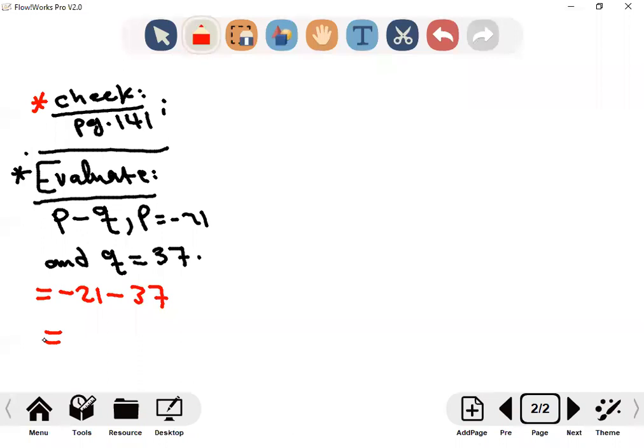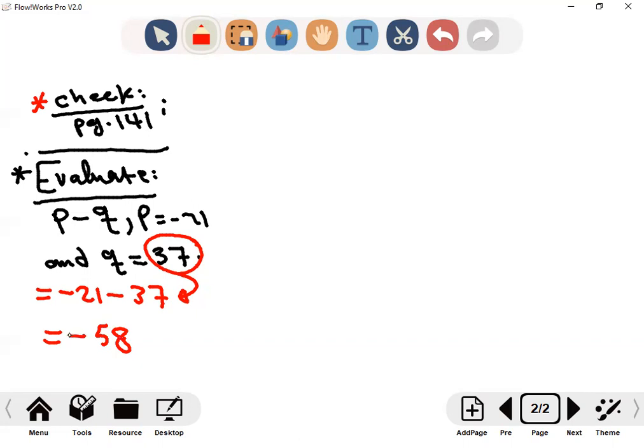Negative 37. See, the Q alone here was positive, but after I put it in the algebraic expression, I have negative before it, right? So now do we have similar signs or different signs? Similar signs. What do we do? We will add. Add 21 plus 37. It is 58. So equal 58. What's the sign? Negative. Thank you. Excellent.